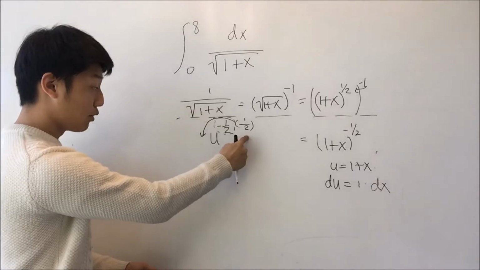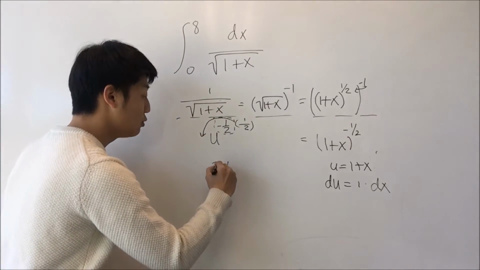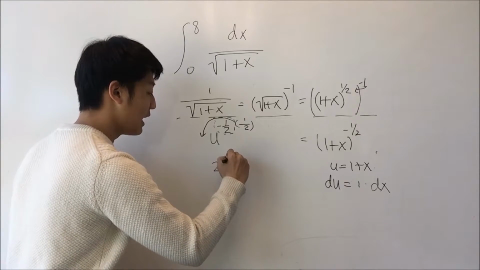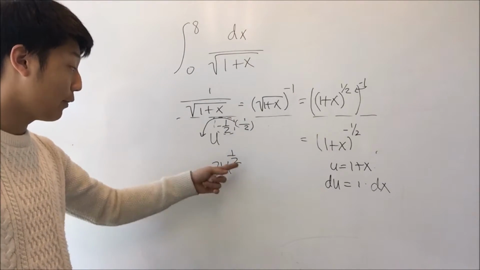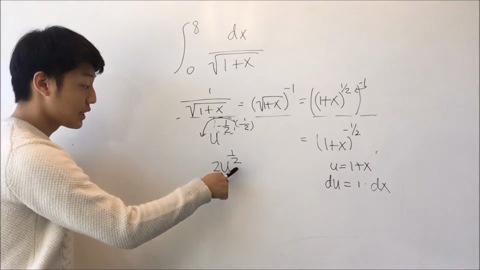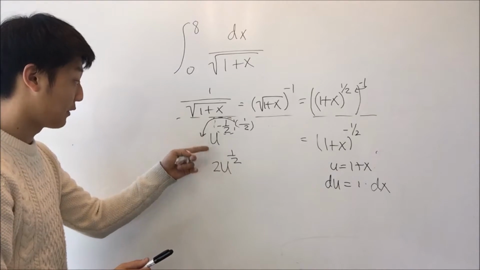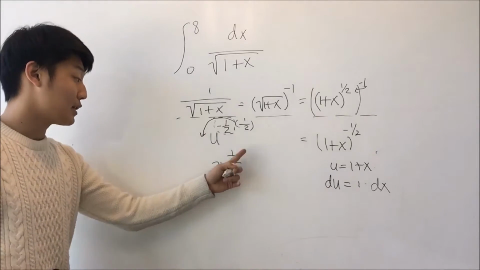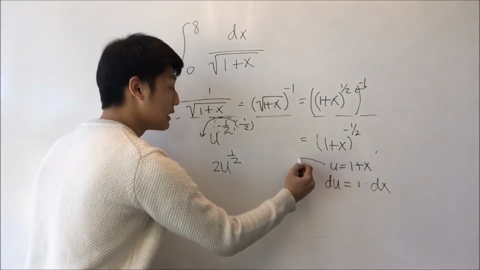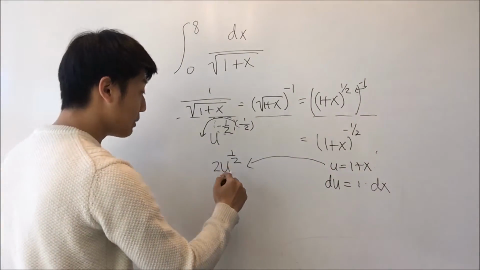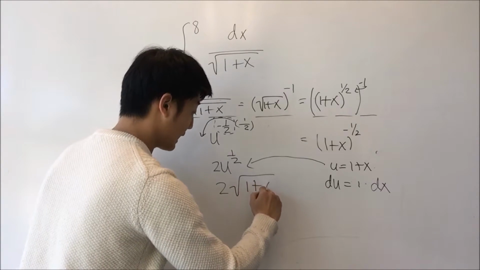And when you're bringing this to the front, you have to reciprocate it. So it will be 2u^(1/2). So if we want to check, we can differentiate this. So this 1/2 goes down 2, make it 1, so nothing goes here, and then minus 1, which will become negative 1/2. And now let's re-plug this in. Then this will become 2 radical 1 plus x.